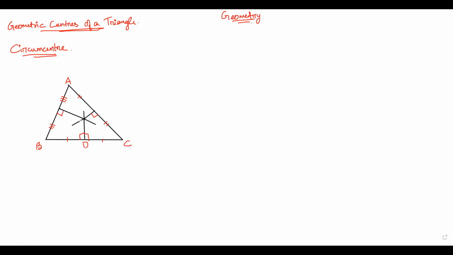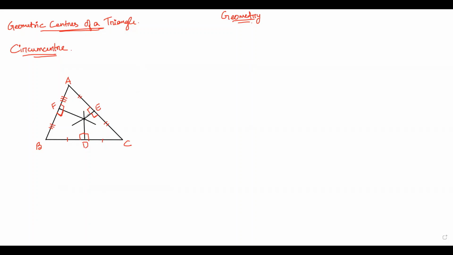In a similar way, if we draw a perpendicular bisector on the side AC at point E, then the length AE would be equal to the length EC. And this angle would be 90 degrees. In a similar way, if we draw a perpendicular bisector on the side AB at point F, then the length AF would be equal to the length BF. And this angle would be equal to 90 degrees.